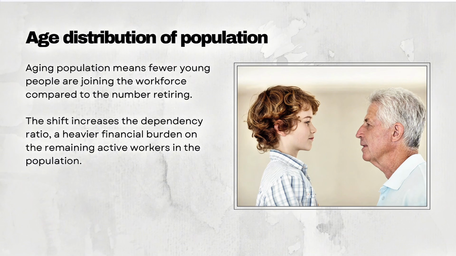The age of population is a factor that affects supply, as very old people are often retired and do not need to work. And if there are fewer babies being born year on year, there will be fewer young people joining the workforce compared to the number of retirees. The result of this shift is an increased dependency ratio and a heavier financial burden on the remaining active workers in the population.